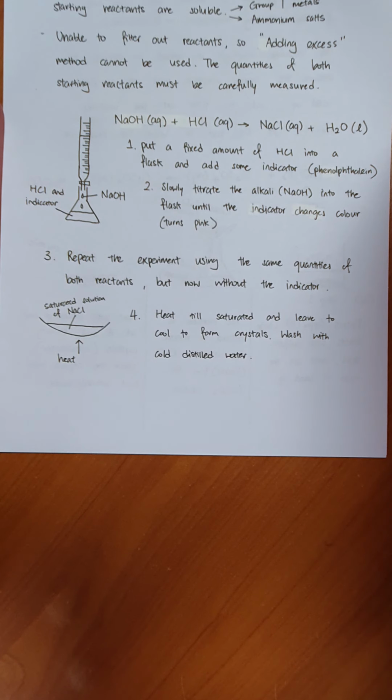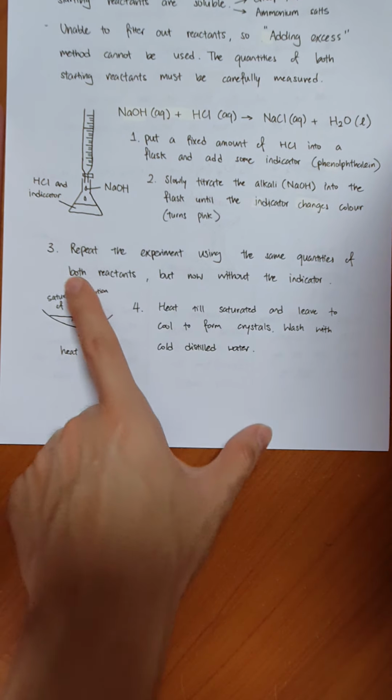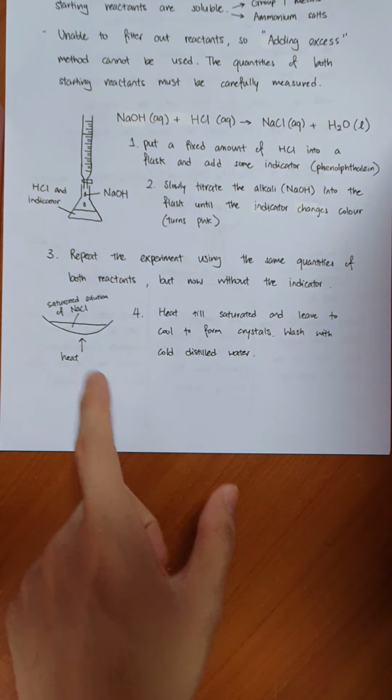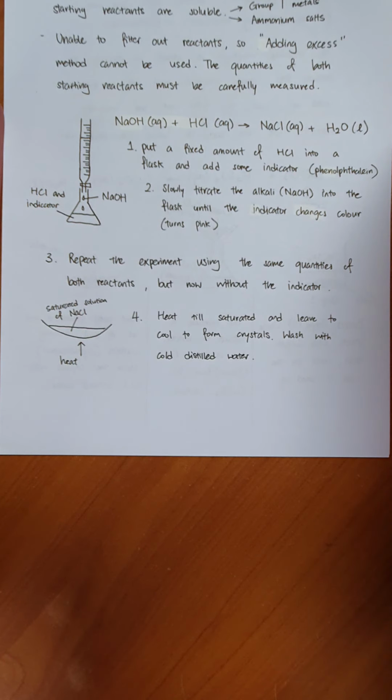So after you take note of the quantities of both the acid and the base that you are using already, you will repeat the experiment in step 3 with the same amount of reactants that you have noted in step 1 and step 2. Okay, so basically this step 3 is pretty much the same as adding excess already. It's just that you're not adding excess, but you're adding the perfect amount of both reactants.